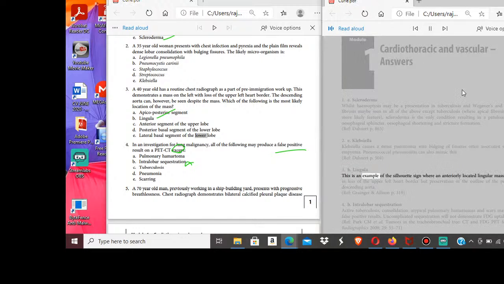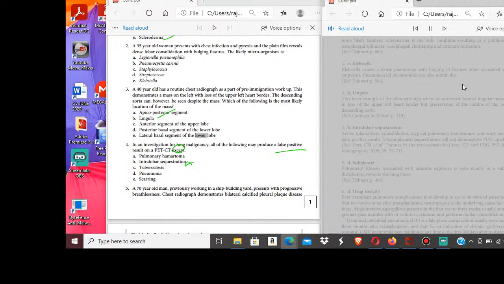3. B. Lingula. This is an example of the silhouette sign, where an anteriorly located lingular mass results in loss of the upper left heart border, but preservation of the outline of the posterior descending aorta. Ref. Grainger and Allison p. 3.